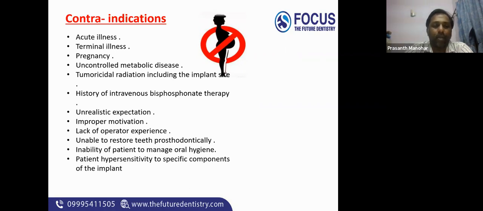Clear? Now, patients who cannot manage proper oral hygiene. See, these implants need to be maintained properly with proper oral care. If the patient is not able to do so, then it is a contraindication. Patients who are hypersensitive or who have allergic reactions to the implant components, then it is a contraindication.